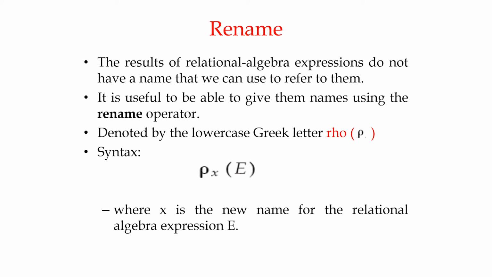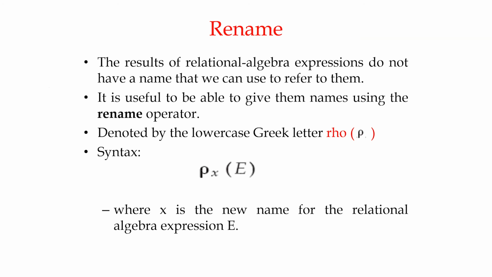The next concept is rename. Normally we won't name the resultant table, but if we want to make use of the resultant table in the future, it is good to rename the table. For renaming that relation, we use the symbol called rho. The syntax is rho x of E, where x is the new name for the relational algebra expression and E is the expression that we are working with.